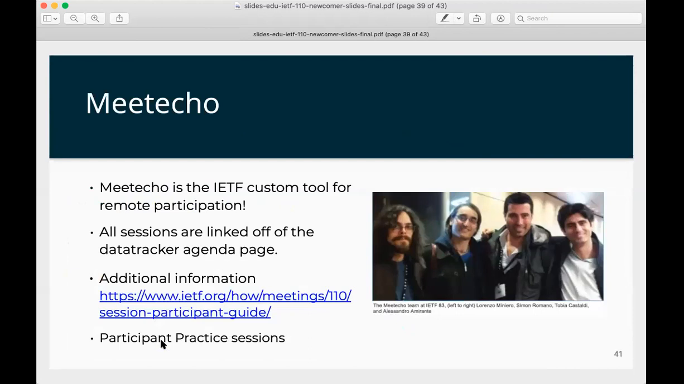I talked about MeetEcho. This is the tool that we use for the meeting. All the sessions are going to be on the agenda page. There is a link to the participant guide. They do quite a bit of documentation on how to use MeetEcho. The gentlemen on the right are the MeetEcho development team. Normally in a physical IETF meeting, they would be there in person. And there are a number of practice sessions. If you've never used MeetEcho, I highly recommend that you at least log on in advance.